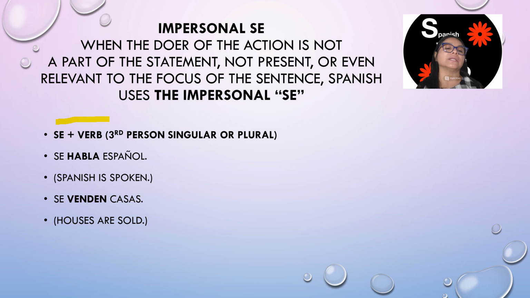Se venden casas. So in this one, if you notice, we have se and then the verb venden, and that is plural because casas is plural. So if the noun is plural, the verb must be plural. If the noun is singular, then the verb must be singular. So you have to use se plus the given verb, either singular or plural, because it matches whatever the noun is. Singular, singular, okay? Plural, plural. Excelente, muy bien.